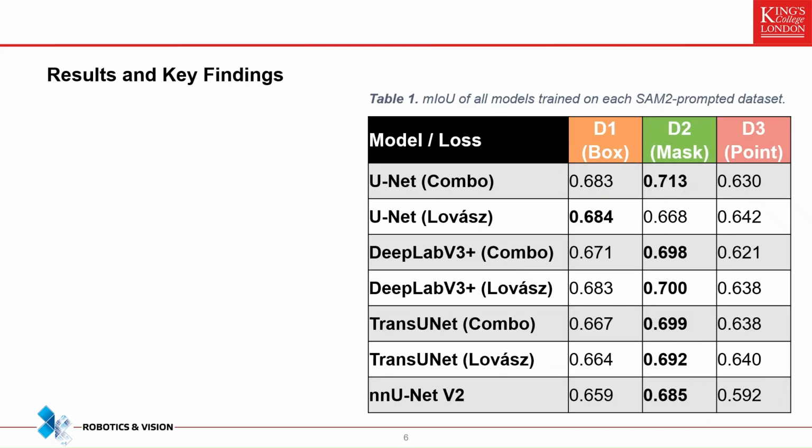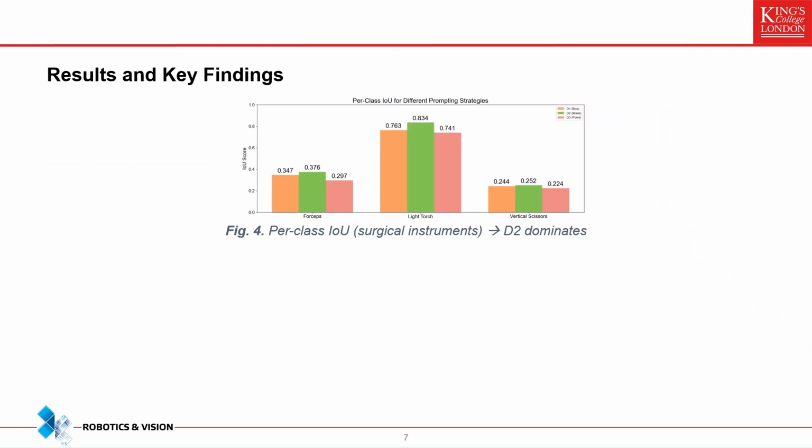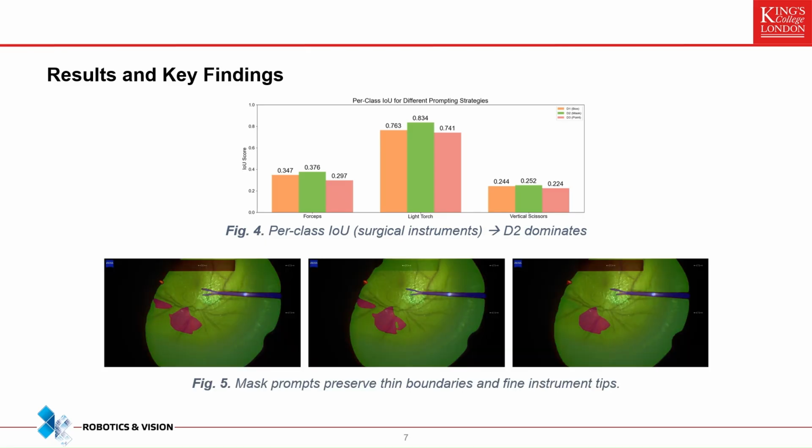4 segmentation architectures, UNet, DeepLab v3+, TransUNet, and nnU-Net v2, were trained on datasets generated by the 3 prompting strategies. Across all models, D2, the mask-based prompting strategy, consistently achieved the highest segmentation accuracy, with UNet reaching an mIoU of 0.713. The per-class IoU results demonstrate that D2 performs best in capturing fine instrument tips and subtle illumination boundaries. Qualitative overlays confirm sharper delineation of thin structures when using mask prompts.